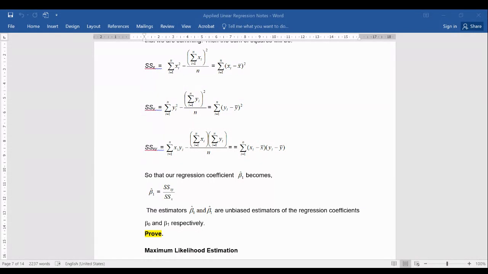If you look at beta 1 here, it's nothing but SSXY divided by SSX. Some books use the notation SSXX, so SSXX is the same as SSX, and SSY is the same as SSYY. So it's the same. Is it clear?